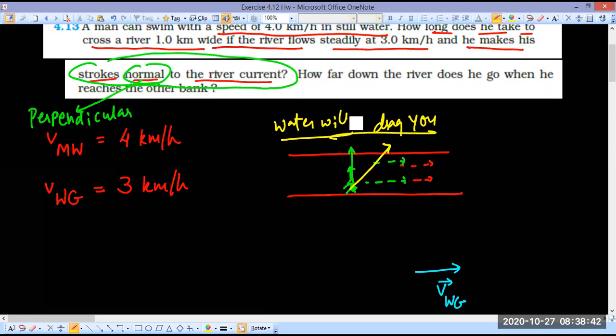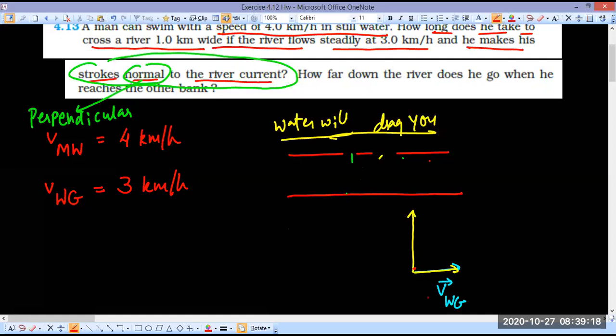Very few said yes. Is it clear to everyone that water drags you? If water is flowing like this and you try to swim like this, you won't actually go there, right? You will actually go here. Okay, fine. So let's write all of this in the language of physics, with proper vectors and everything.